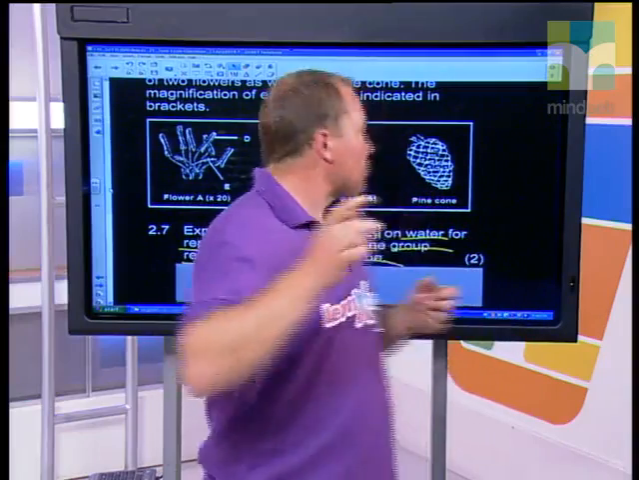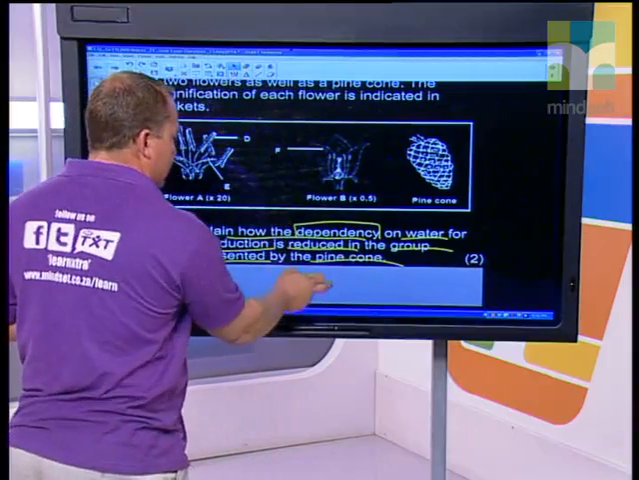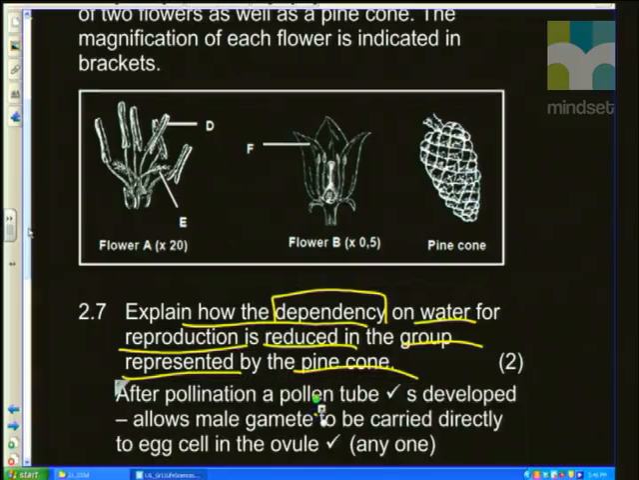The pollen comes, goes onto the female part, and creates a pollen tube all the way down to the egg, right? So what I've done is I've made it nice and easy for you. There we go. I said, right, after pollination, okay, a pollen tube developed, right, allows the male gametes to be carried directly to the egg cell, right, in the ovum. That's it. Very, very easy. Nice and simple. It's very important to have a look at it in that situation.